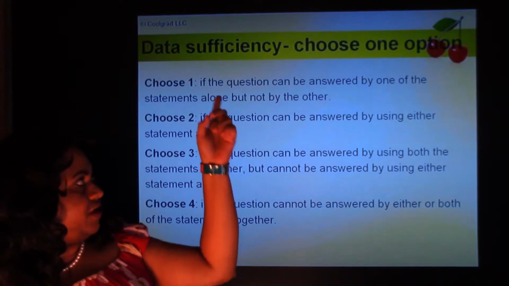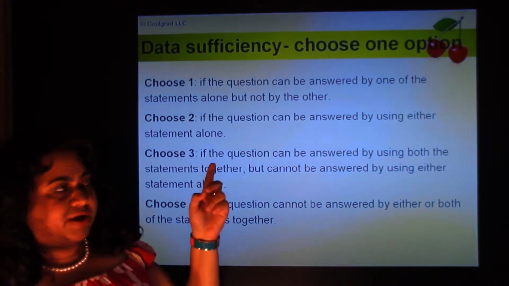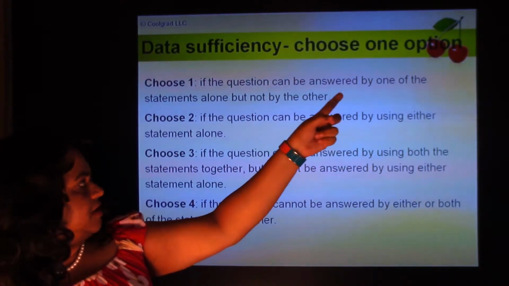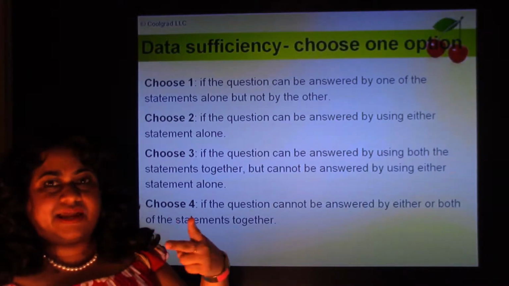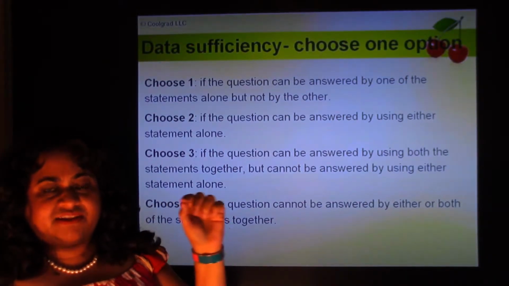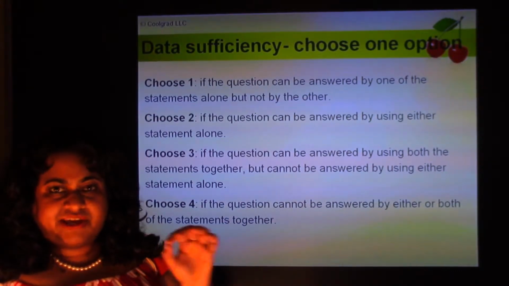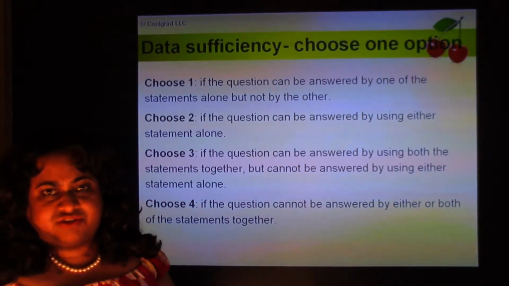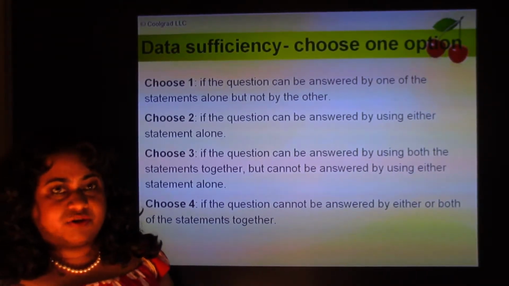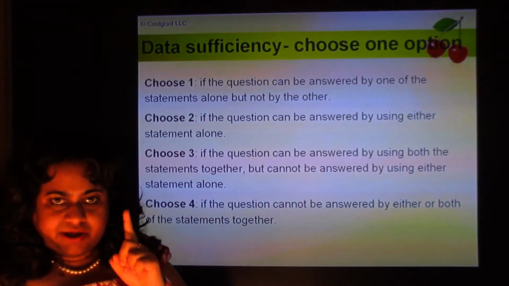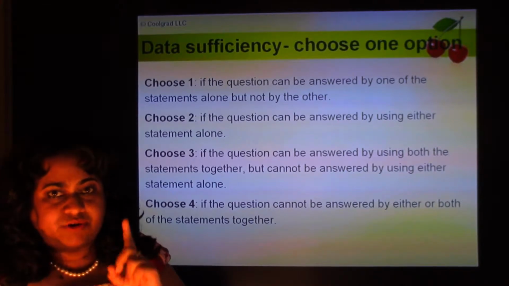Basically, for every question you have to choose the answer as 1, 2, 3 or 4. Option 1 is when the question can be answered by one of the statements alone but not by the other. There are 2 statements, A and B. Either A alone can answer the question, or B alone can answer the question. But if A can answer the question, B alone cannot answer the question. And if B can answer the question, A cannot answer the question. So remember, option 1 means only one statement alone can answer the question, but the other one cannot.